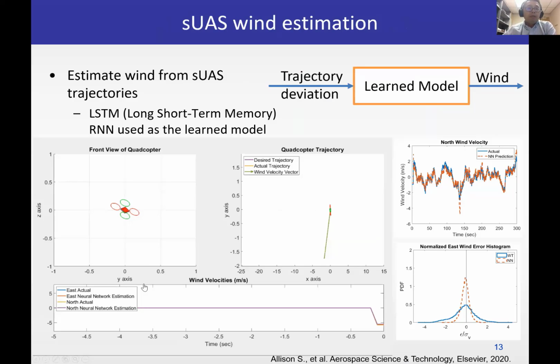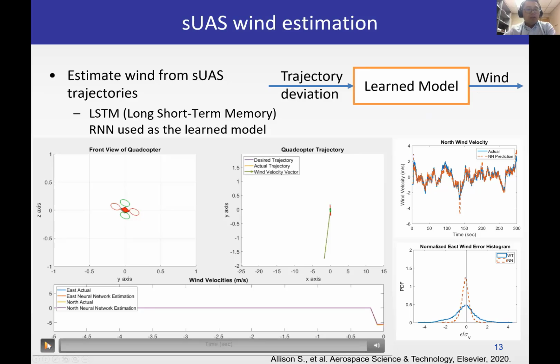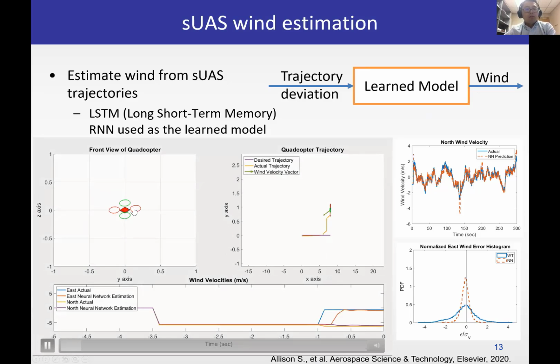So we're developing a machine learning approach. Here we use a recurrent neural network as the learning approach. We're giving trajectories of the sUAS, and we use that to predict how much wind the aircraft is experiencing. So here's a short video to show, so you can focus on this.